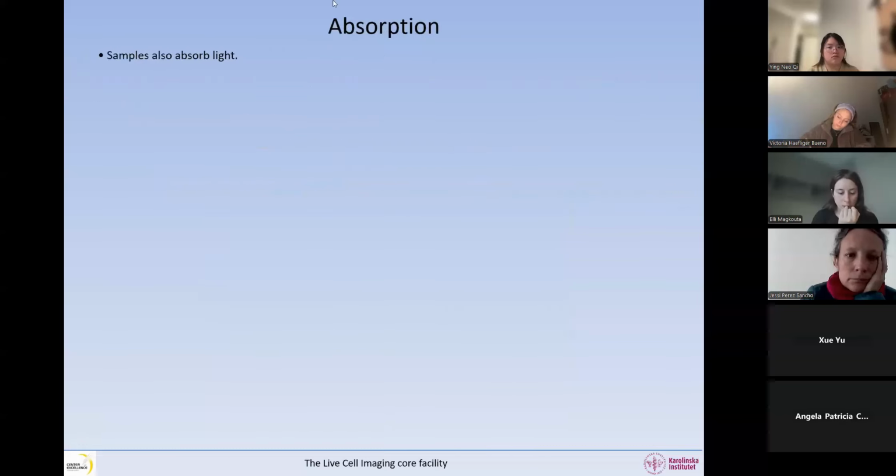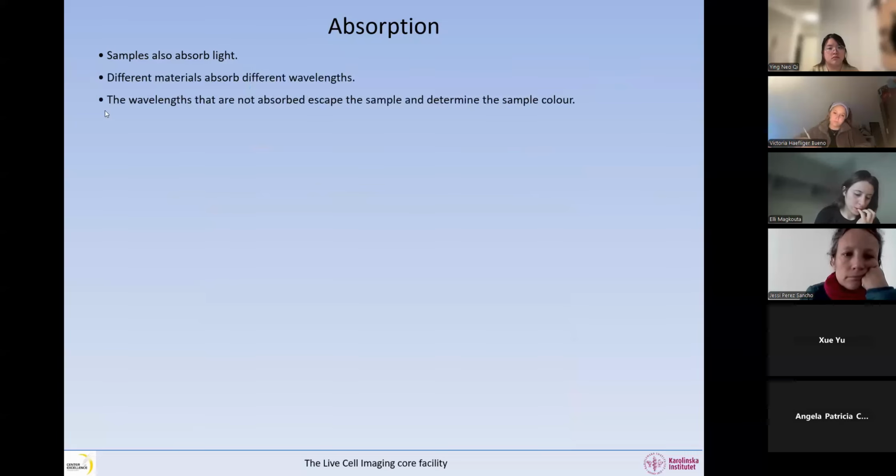So let's have a look now at absorption, because that's also something that happens, scattering and absorption. So samples also absorb light, and different materials absorb different wavelengths. So for example, when white light comes in, with lots of wavelengths, the material is going to absorb some wavelengths and then reject other wavelengths. And this is what we see. That's why we see colors of things, because these are the wavelengths that have not been absorbed. So the wavelengths that are not absorbed escape the sample and determine the sample color.